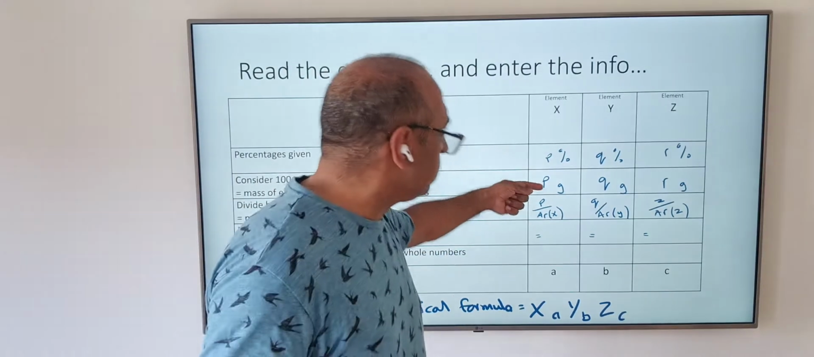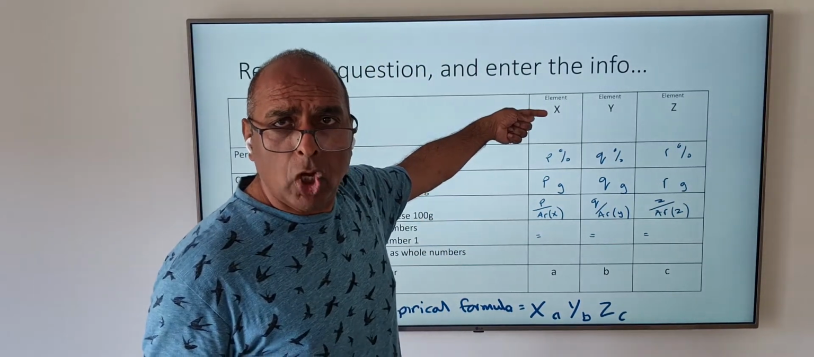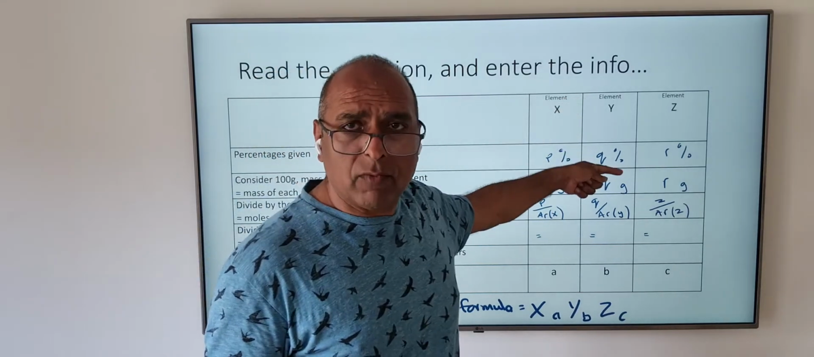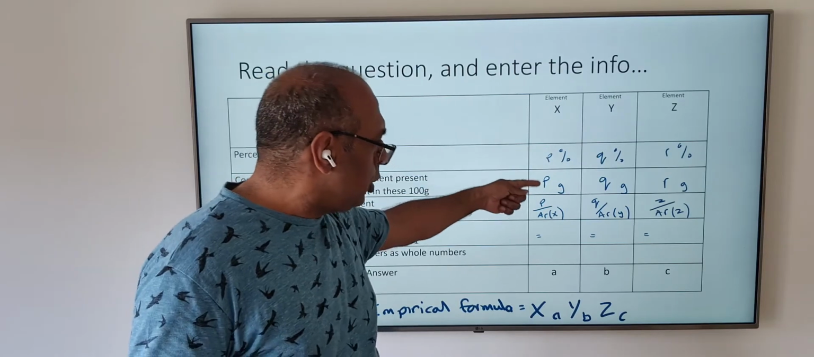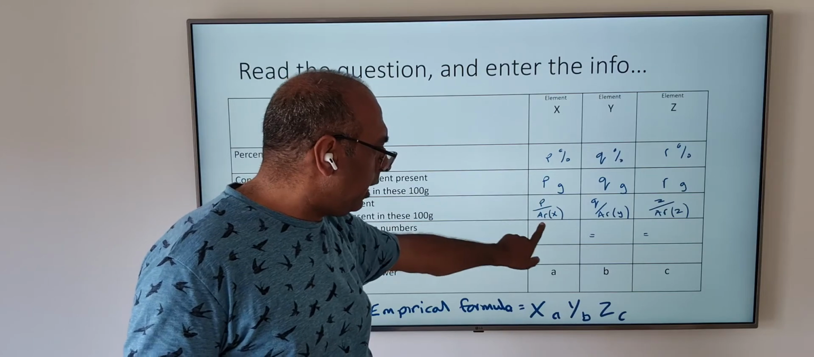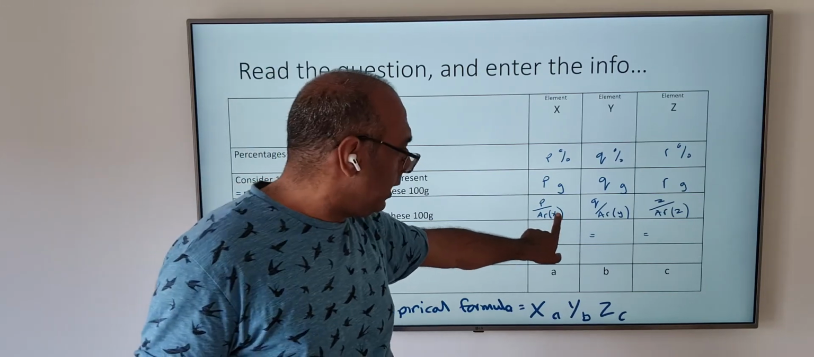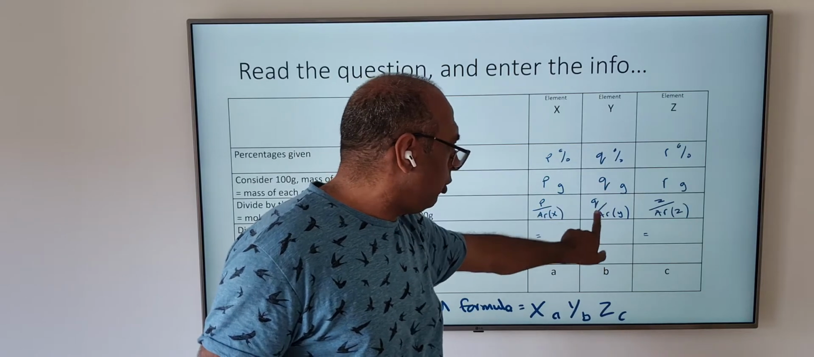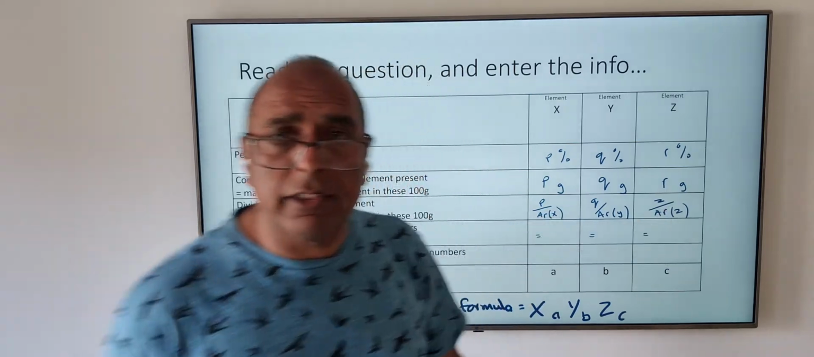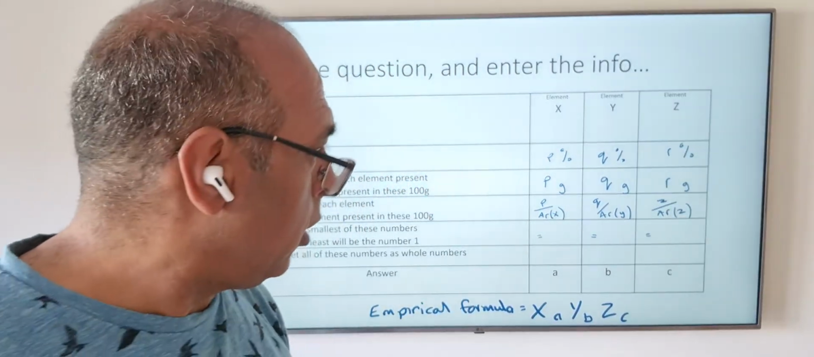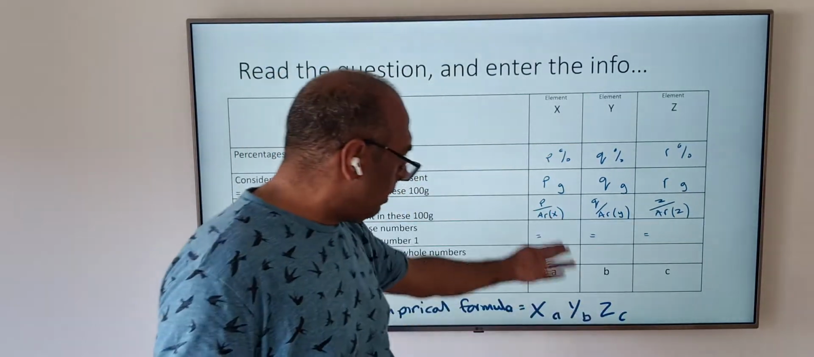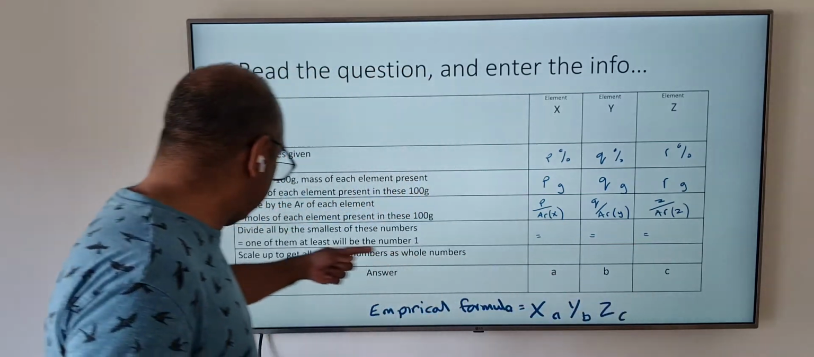And the way we do that is we need the periodic table. You look up the atomic mass. You look at the atomic mass of X, the atomic mass of Y, the atomic mass of Z, and then you divide the mass by the atomic mass. So P divided by the atomic mass of X. Q divided by the atomic mass of Y. Z grams divided by the atomic mass of Z. And once you do that on your calculator, then you'll get some decimals in this stage here.